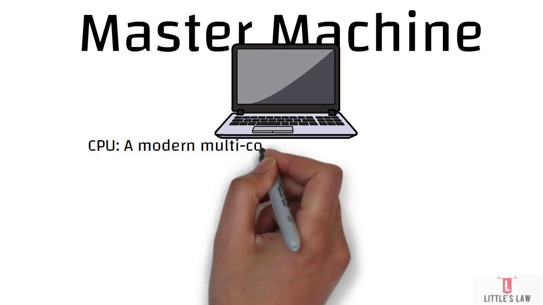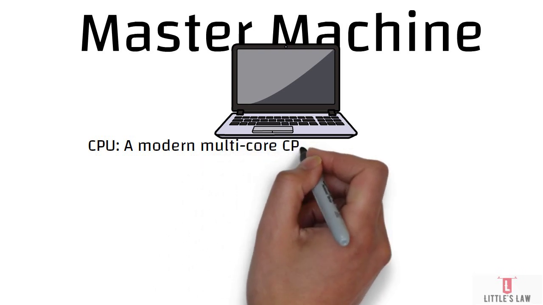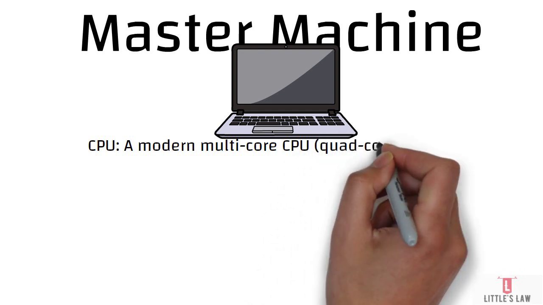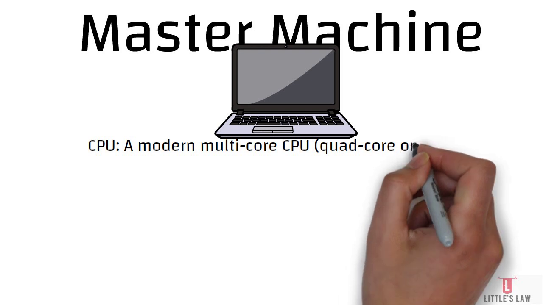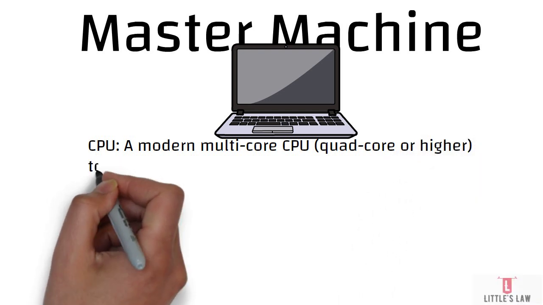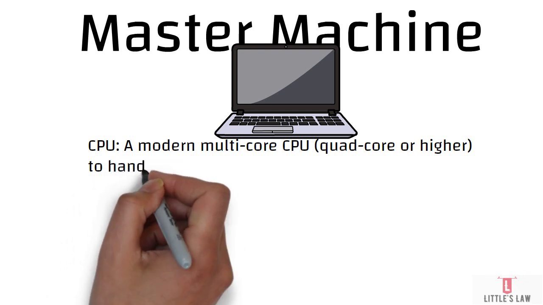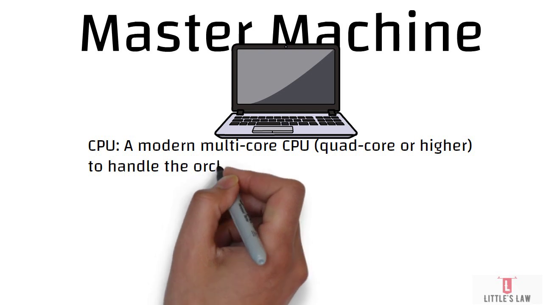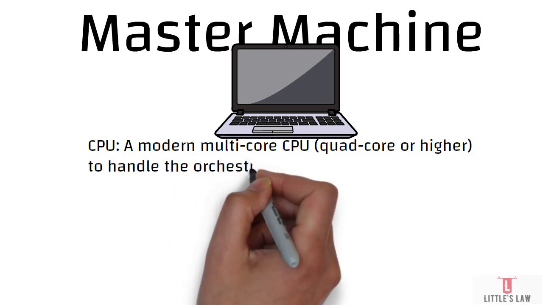And why is that? Because the master machine is responsible for orchestrating the test, and a modern multi-core CPU, such as a quad-core or higher, is beneficial because it can handle multiple threads and processes simultaneously. In this example, we are going to use one master with 10 slaves, right? So firstly, we'll see the master part now.